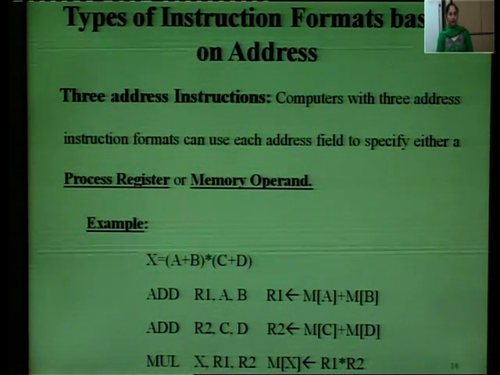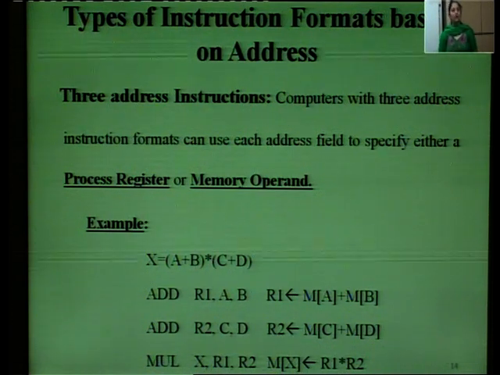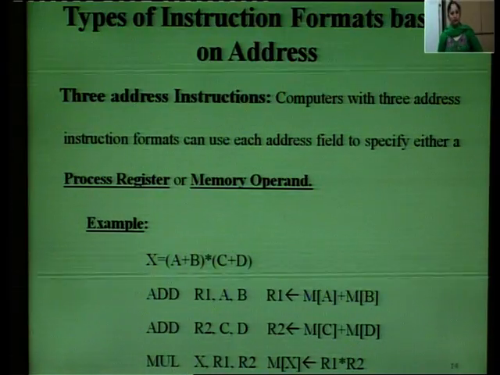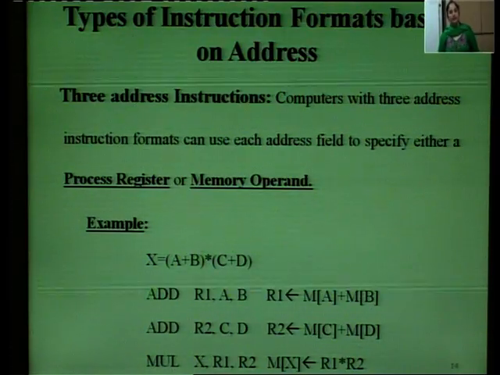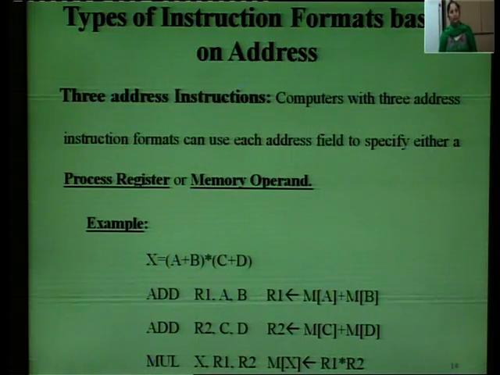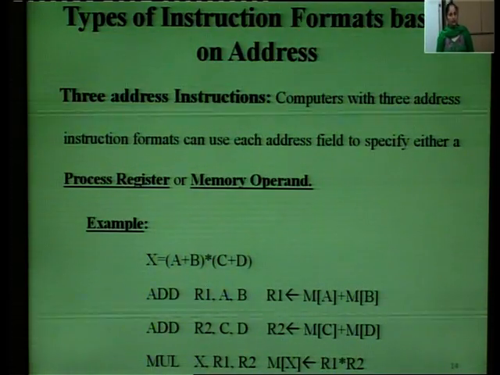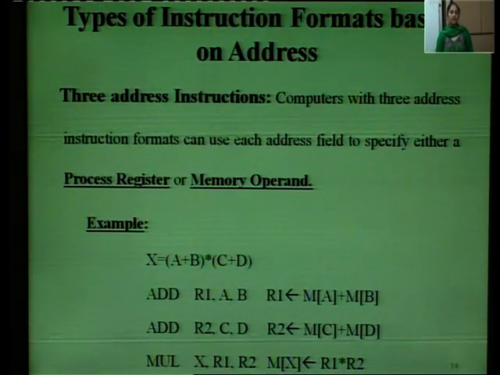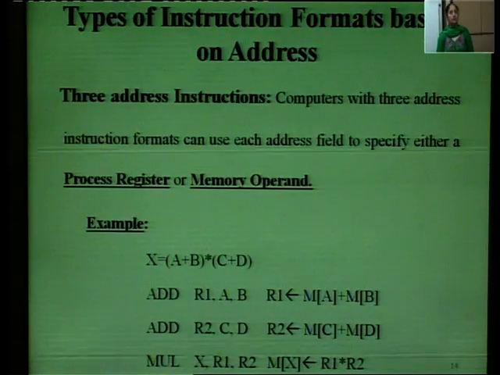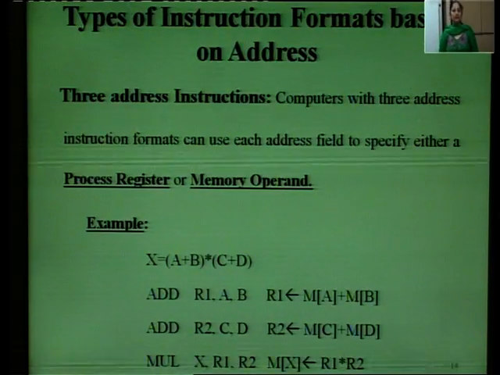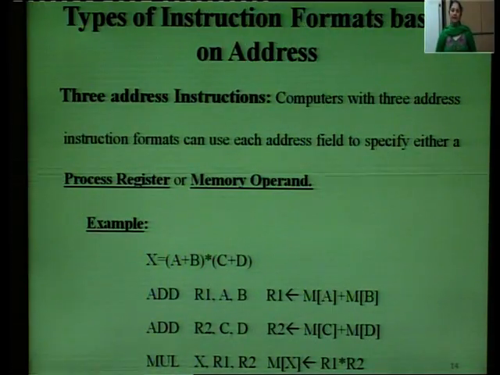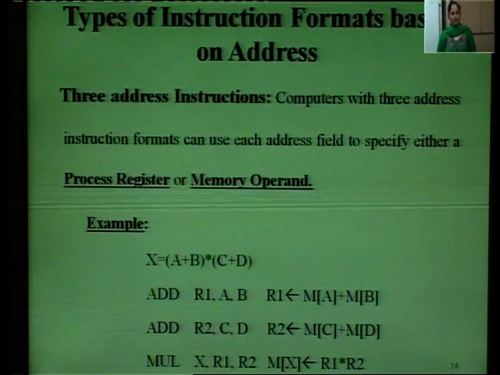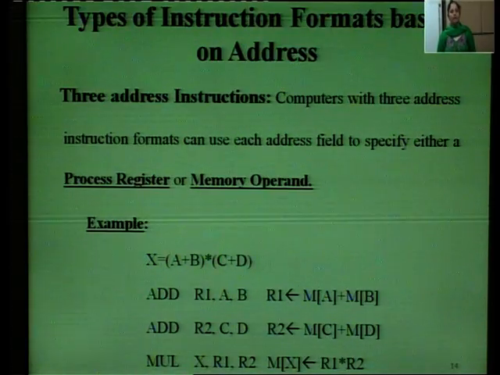Types of instruction formats based on the addresses. First is the 3 address instruction. Computers with 3 address instruction formats can use each address field to specify either a processor register or a memory operand. Means we work with 3 address instructions, and one address specifies the processor register and the second is for the memory operand.